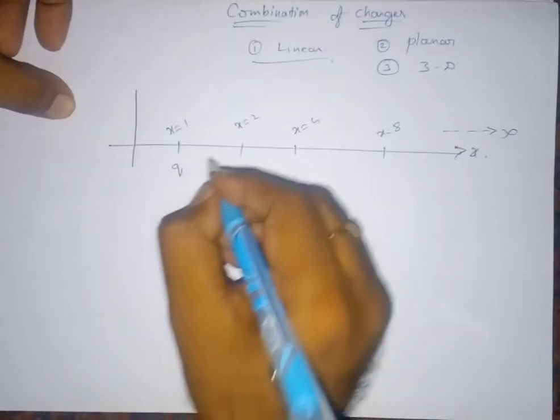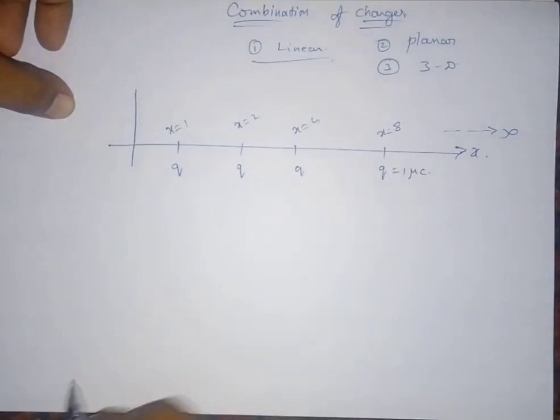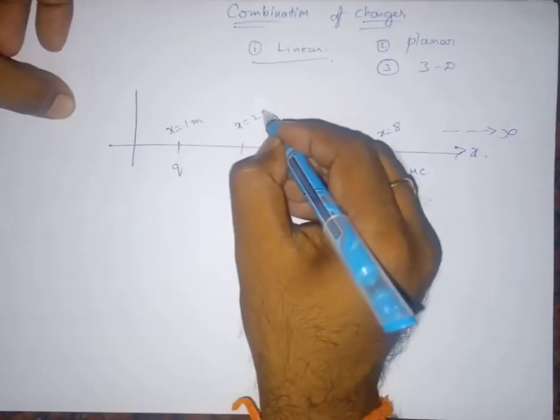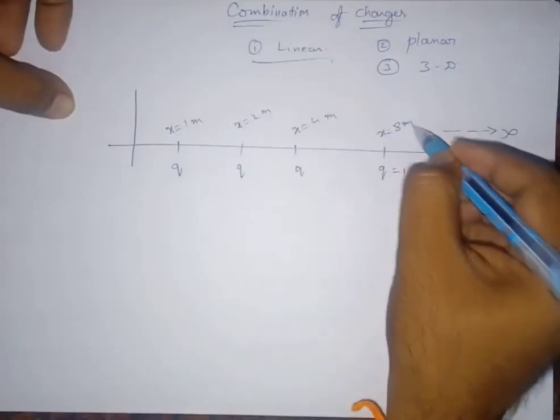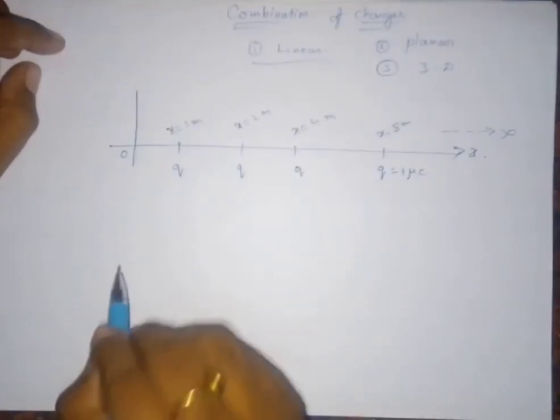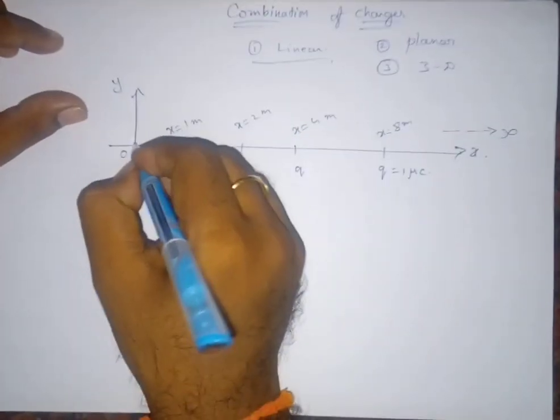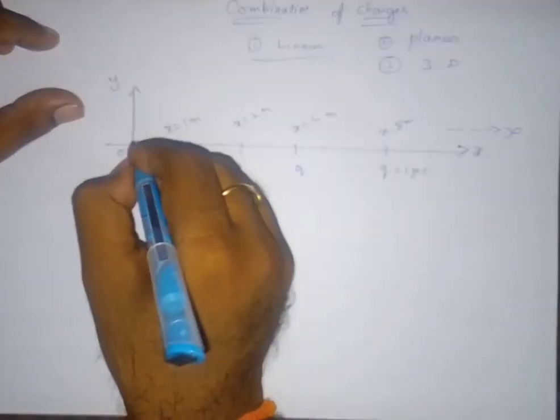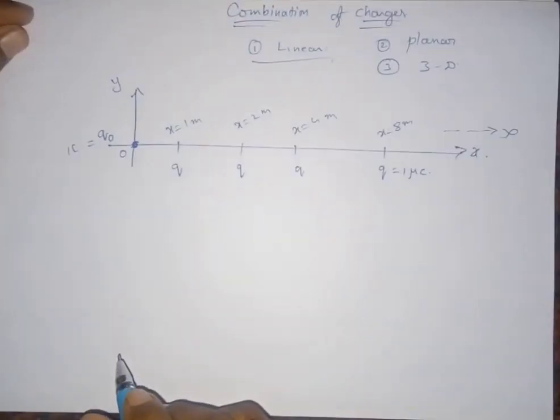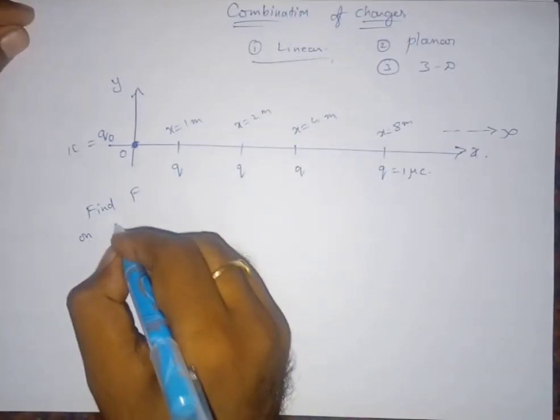Some same charges are taken, whose value is equal to 1 microcoulomb. They are separated by distances of 1 meter, 2 meters, 4 meters, 8 meters from the origin. So this is all along the x-axis. On the y-axis we don't have anything because it's all linear. At the origin, let us consider one charge placed here, which is Q0, equal to 1 coulomb. Find the force on Q0.